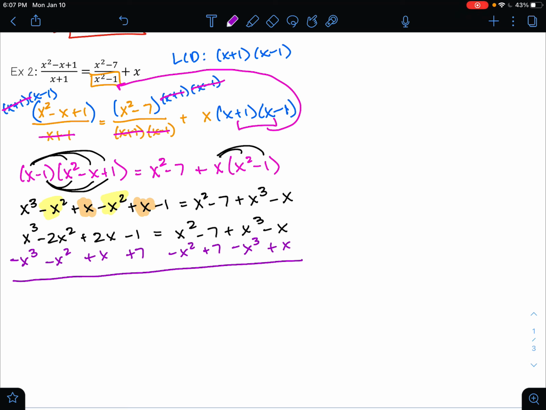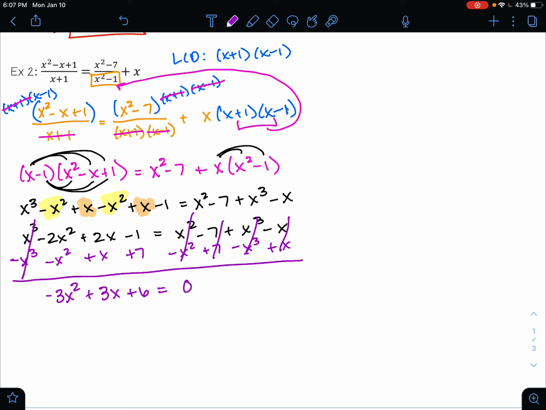X cubed minus x cubed is 0. Negative 2x squared minus x squared is negative 3x squared. 2x plus x is 3x. Negative 1 plus 7 is 6. And that is going to equal 0.